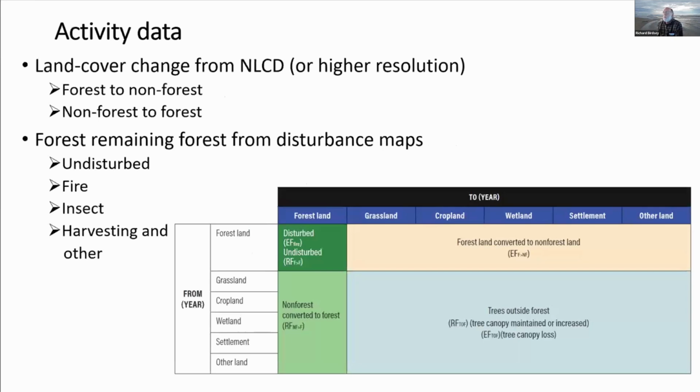So activity data represents a couple of things. It's a fairly generic term, but we're really looking at land cover change, which we take from the National Land Cover Database, or in some cases, higher resolution data. That gives us information about changes in forest cover, forest to non-forest, non-forest to forest. And then we look at forest that remains forest based on disturbance maps, which we were able to then classify the land into either no disturbance, disturbance by fire, disturbance by insects, or harvesting, or other things like wind are bundled together because we don't have a map available that's just harvesting. So harvesting becomes what doesn't get classified into these first 3 classes. And then we look at how these changes happen over an inventory period through a transition matrix such as shown here.